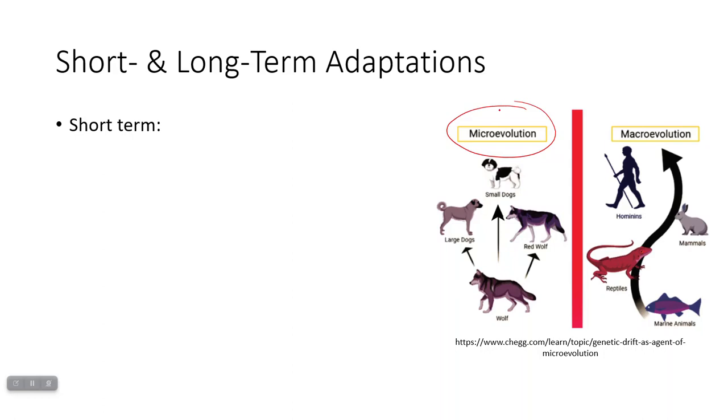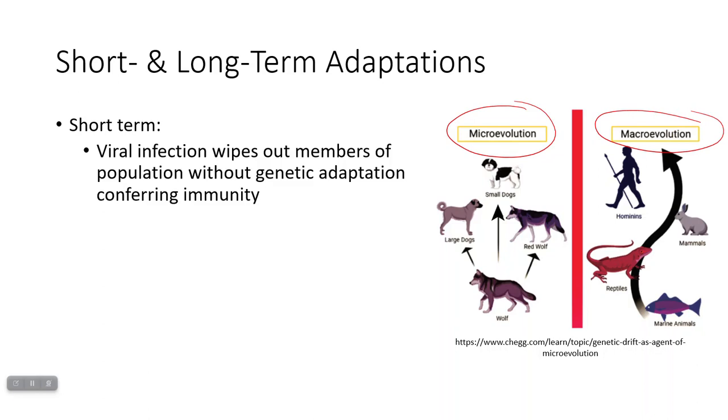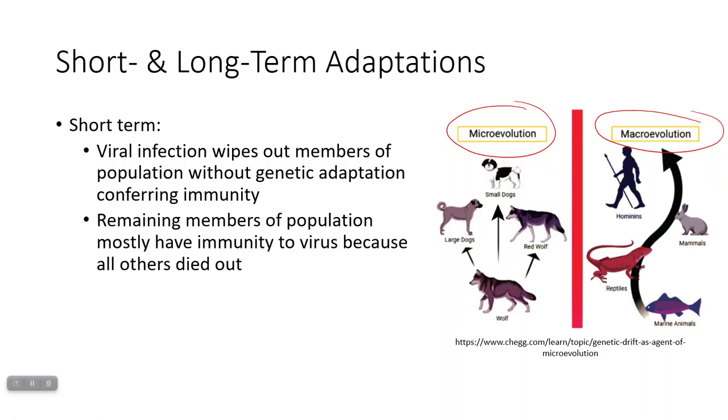So there are short and long-term adaptations that can happen in a population. We tend to refer to those as microevolution, micro meaning small, and macroevolution, macro meaning large. So short-term adaptations would be something like, let's say, a viral infection infects members of a population. Now, some of them may have some sort of genetic difference that allows them to be immune to or at least survive this virus. And so they will live on and be able to pass on their immunity genes.